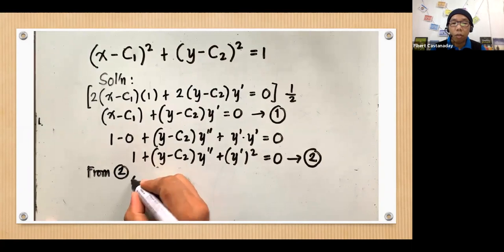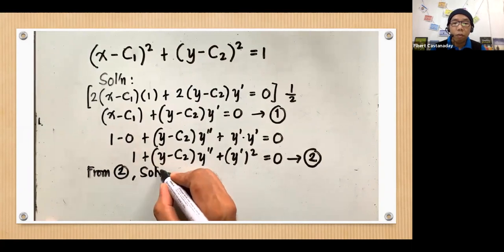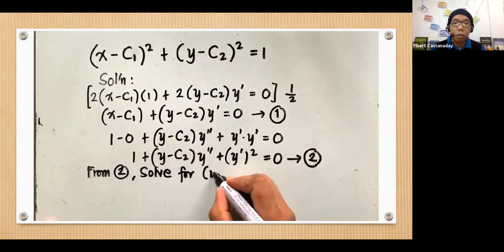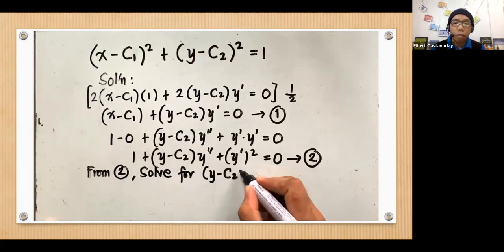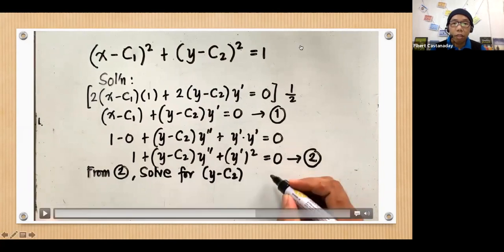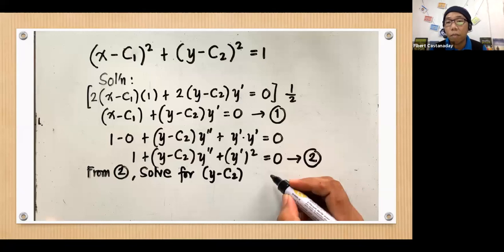So we can use equation 2 here to solve for y minus c sub 2. Okay, so I decided to use this because I'll be utilizing later the first equation. So it means that for me to be able to determine x minus c sub 1, I'll be determining y minus c sub 2 and plug it in here later. And if I can do that, then the equation is free from arbitrary constants.